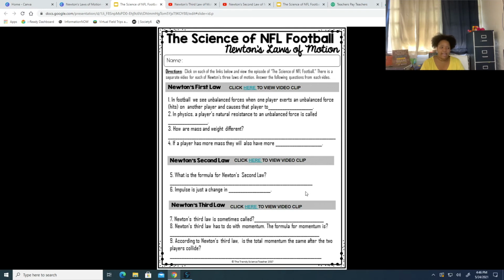Number 8 says Newton's third law has to do with momentum. The formula for momentum, as we saw in the video, is mass multiplied by velocity. And our final question asks us, according to Newton's third law, is the total momentum the same after two players collide? Well, the answer to that question is yes. The video tells us that this is because of the conservation of momentum law, which says that whatever that momentum was before, it also must be the same after. So the answer is yes.